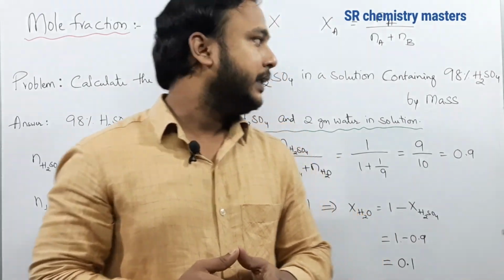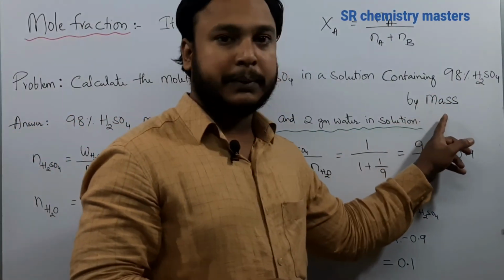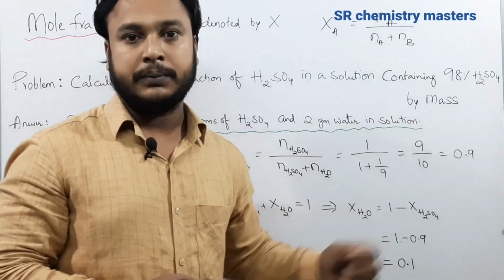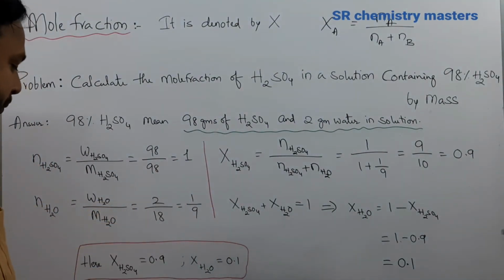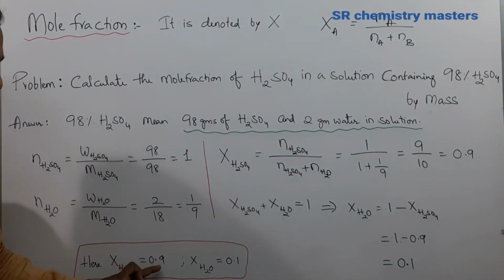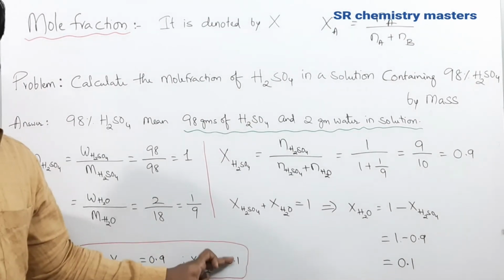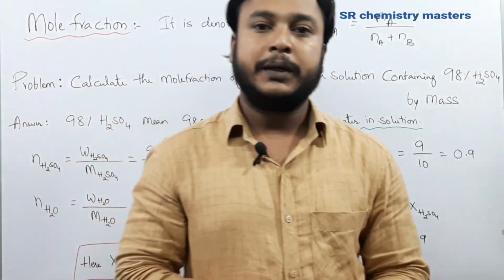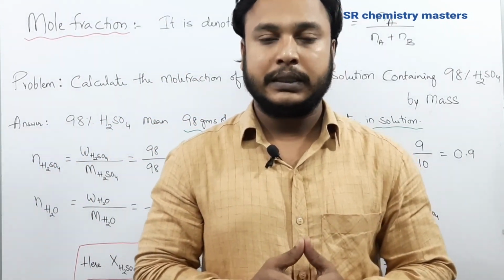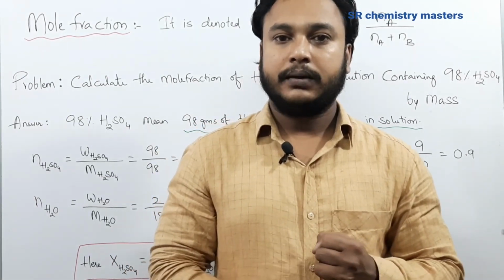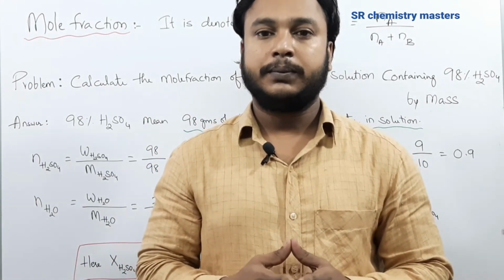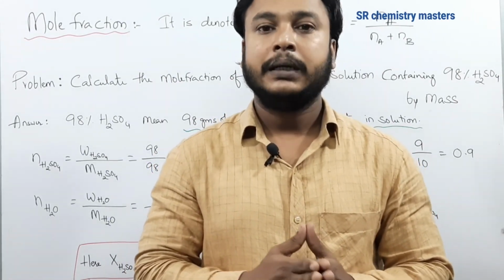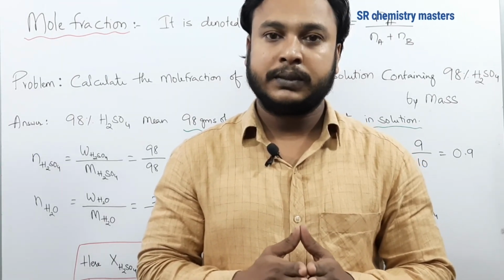Here the question gave 98% H2SO4 by mass, which means 98 grams of H2SO4 and 2 grams of water in the solution. On solving all this, we get the mole fraction of H2SO4 as 0.9 and the mole fraction of water as 0.1. In this way we find the mole fraction of the components present in the solution. Remember, if the question gives you the weight and you know the molar mass, you substitute in the formula: mole fraction of a component is equal to the number of moles of that component by the total number of moles of all the components present in the solution.